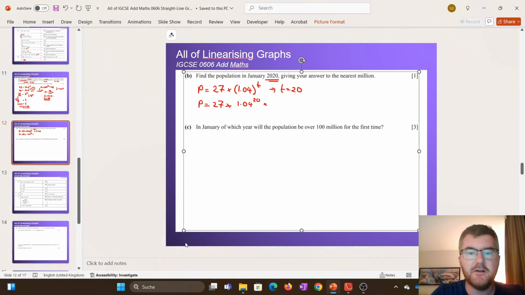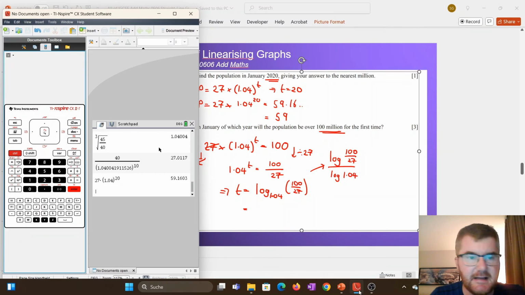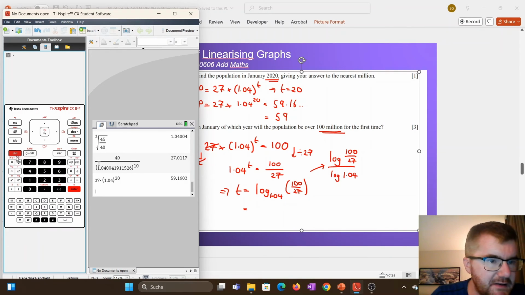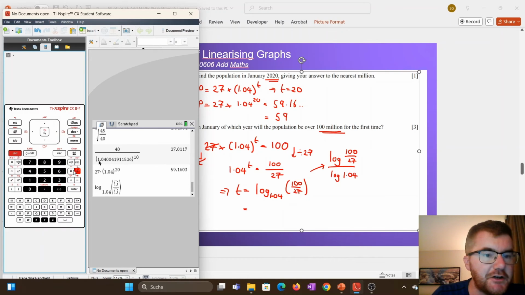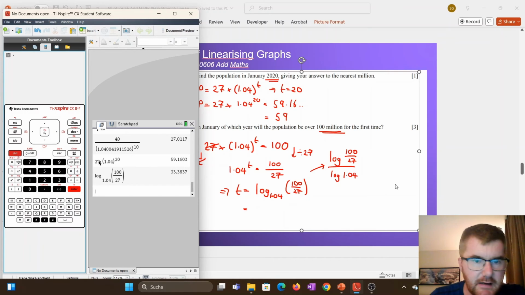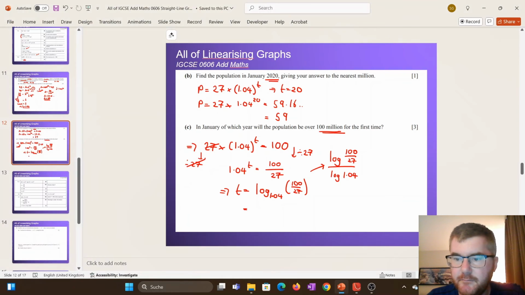I'm going to use the first one because my calculator is clever enough to use decimal bases. So we're going to use log base 1.04, and we've got our fraction 100 over 27. Press the button, we get 33.38.